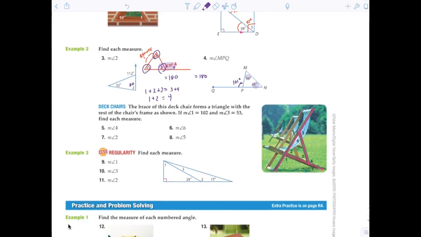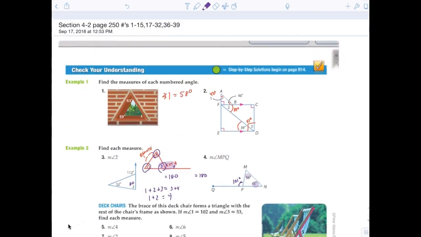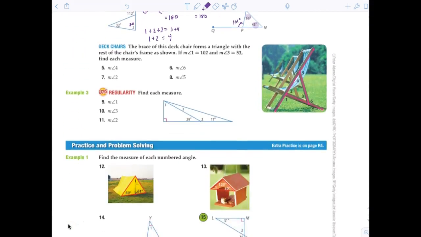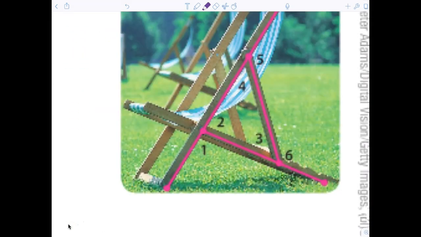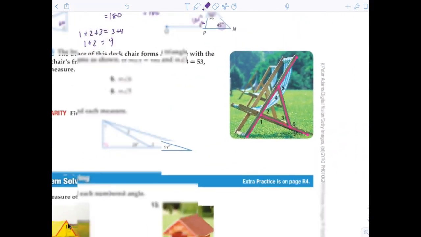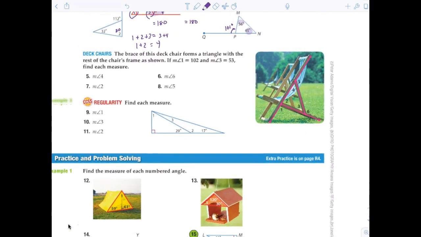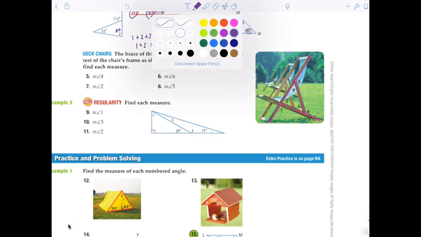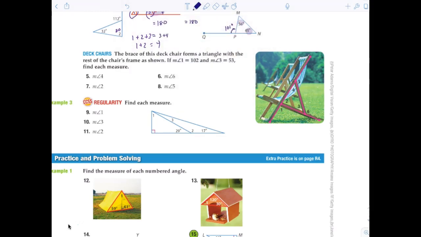Now, if I'm not mistaken, I just hate when they do this. I hate these figures over here. So what we're going to do here is, again, for me, and hopefully you can see it this way.